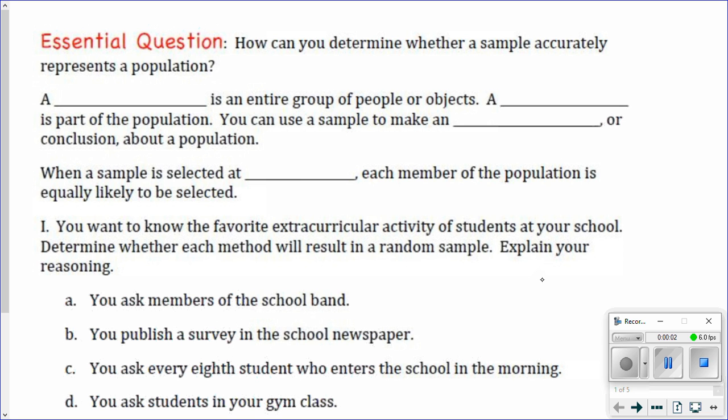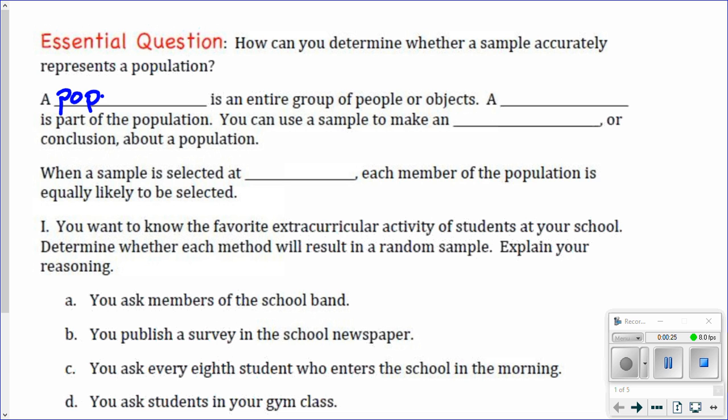This lesson is on populations and random samples. So the essential question for this lesson is how can you determine whether a sample accurately represents a population? So first of all, we need to understand what is a population. And so that's this first blank here.